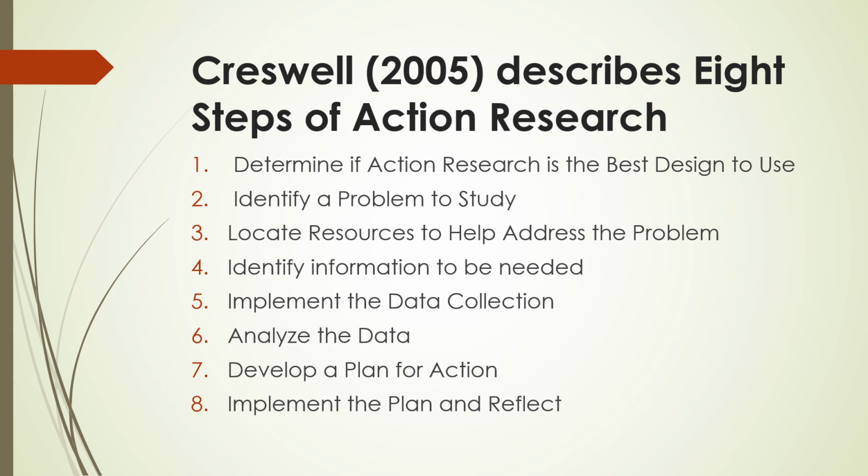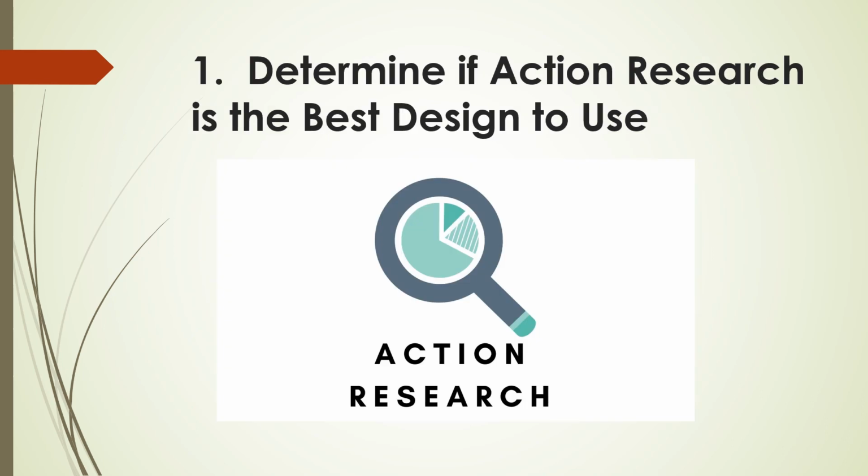Second, identify a problem to study. Third, locate resources to help address the problem. Fourth, identify information to be needed. Fifth, implement the data collection. Sixth, analyze the data. Seventh, develop a plan for action. Eighth, implement the plan and reflect. So here we are going to discuss all the steps of action research.